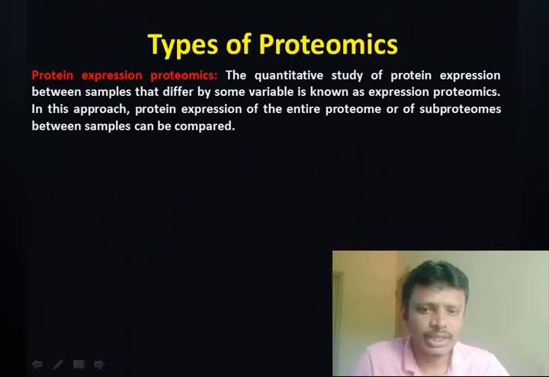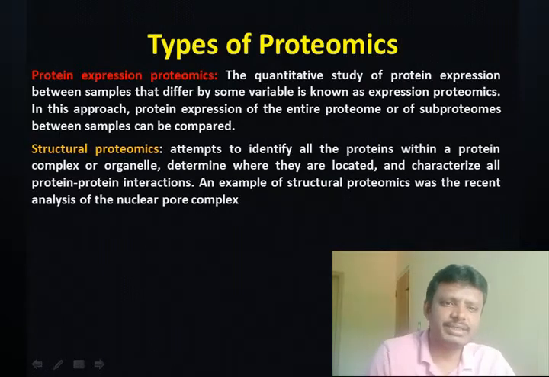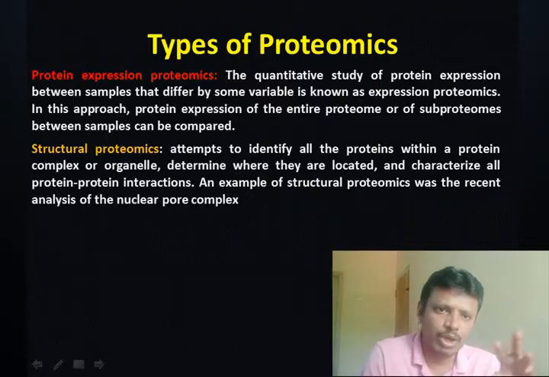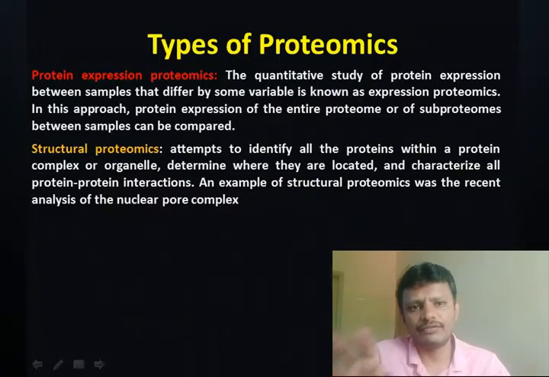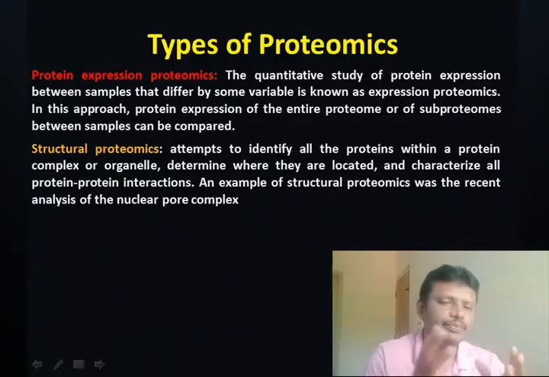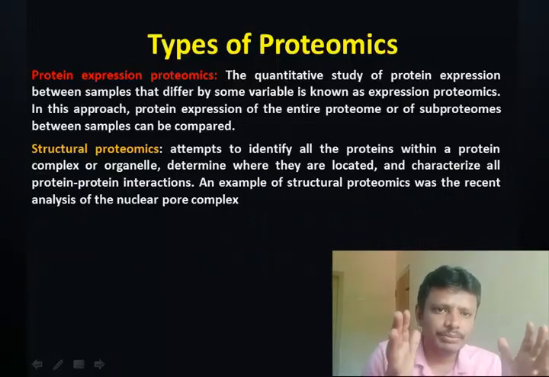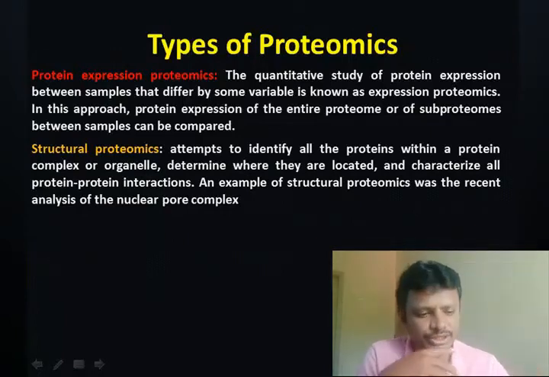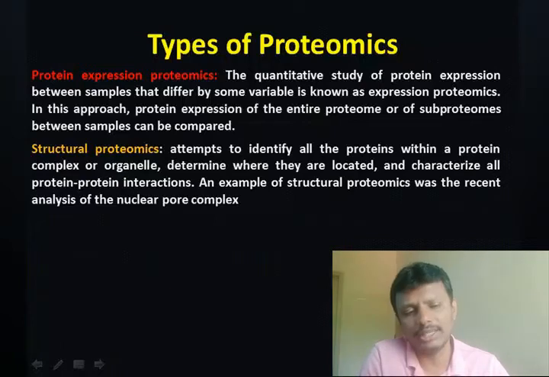Okay. Next is structural proteomics. This is to study the structure of each protein, where they are formed, whether they are organellar proteins or nuclear proteins, whether they are bound to the membrane or free in the cytoplasm. Like this, we will consider the overall structure of the proteins, whether they are glycosylated or phosphorylated. Ultimately, we try to bring out the structure of the proteins. That is called structural proteomics, and we compare these with other proteins later on.